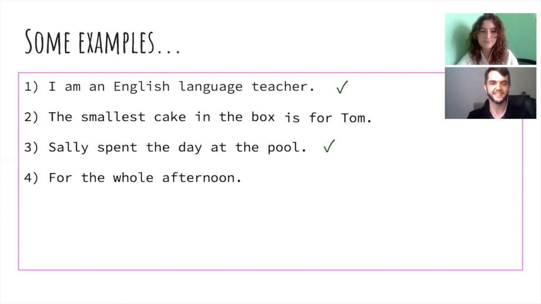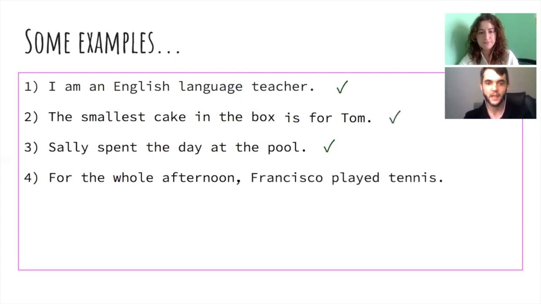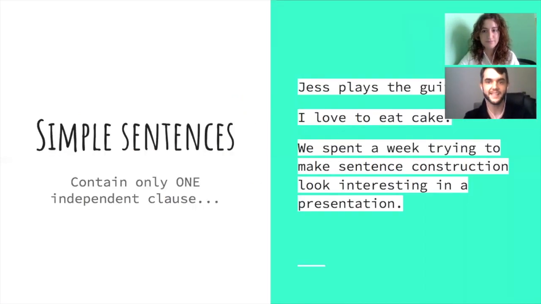The last sentence is for the whole afternoon. In this sentence, we don't have a subject or a predicate. So in order for it to be correct, we have to add a subject and a predicate. So how do we do that? The sentence is now, for the whole afternoon, Francisco played tennis. So now we have our subject, Francisco, and our predicate, played tennis.